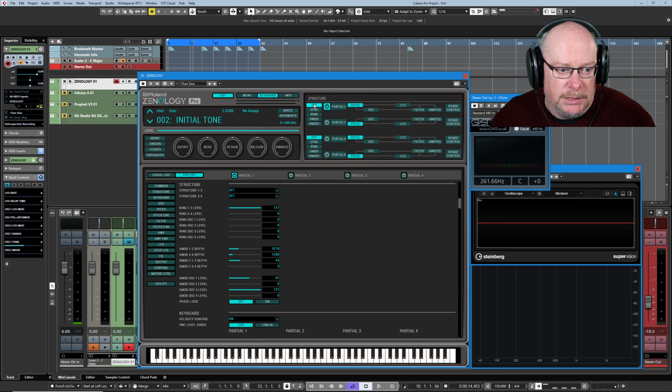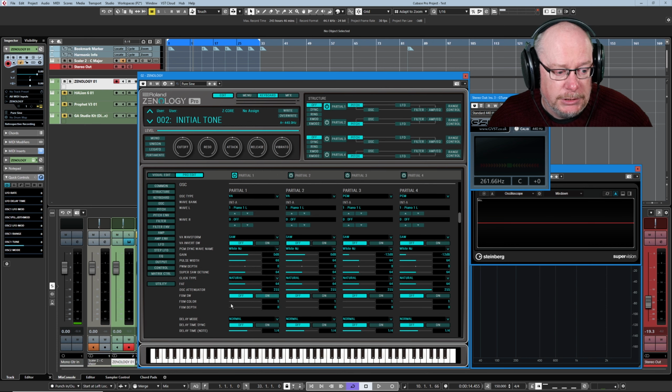Not quite done yet. I'm going to turn the structure back to off, jump over to the oscillator page and engage an option called FXM. Now this stands for frequency cross modulation. I've got no idea why it's called frequency cross modulation when there's something else in the synthesizer called cross modulation. Come on guys, give us a chance.